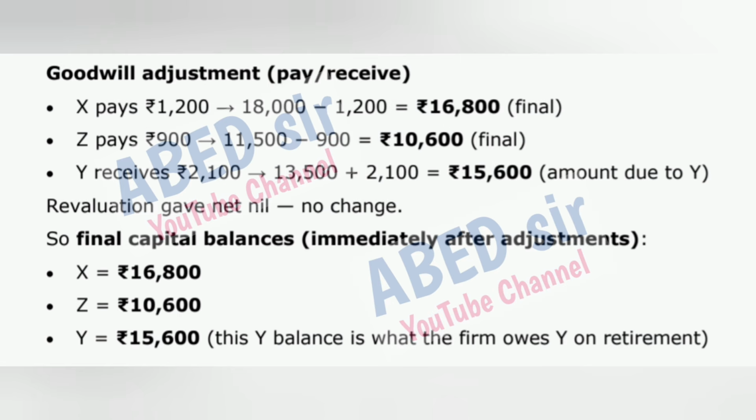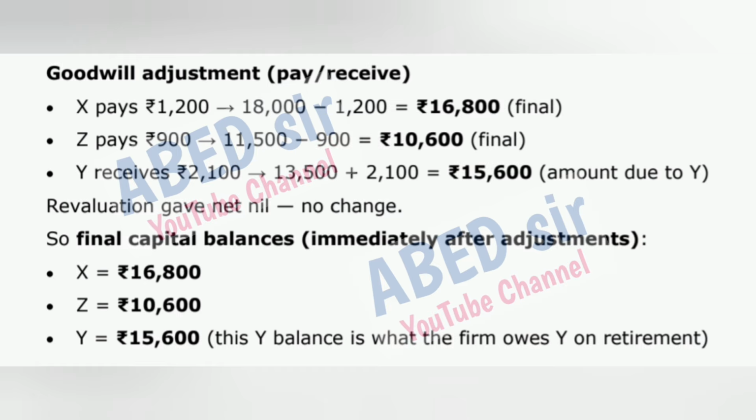X pays 1,200 rupees: 18,000 minus 1,200 is equal to 16,800 rupees, final. Z pays 900 rupees: 11,500 minus 900 is equal to 10,600 rupees, final. Y receives 2,100 rupees: 13,500 plus 2,100 is equal to 15,600 rupees, amount due to Y. Revaluation gave net nil, no change.